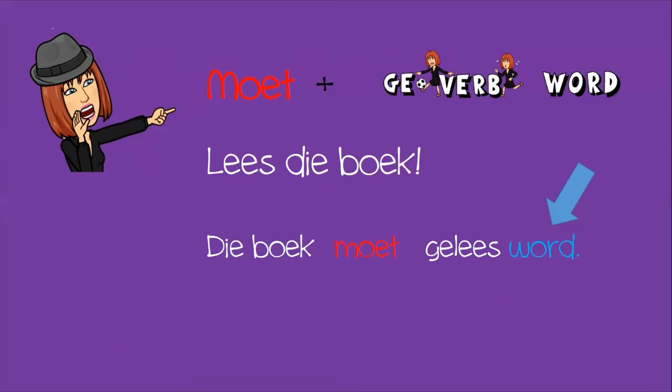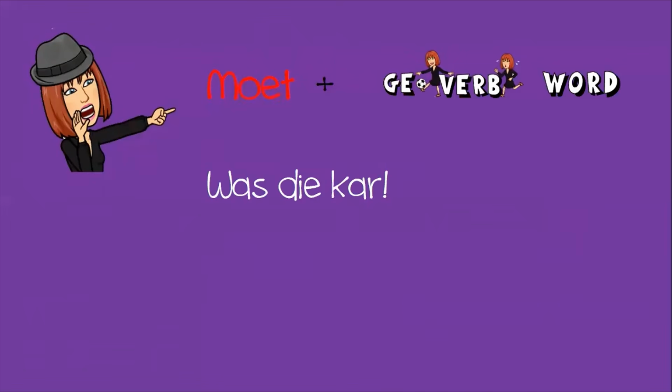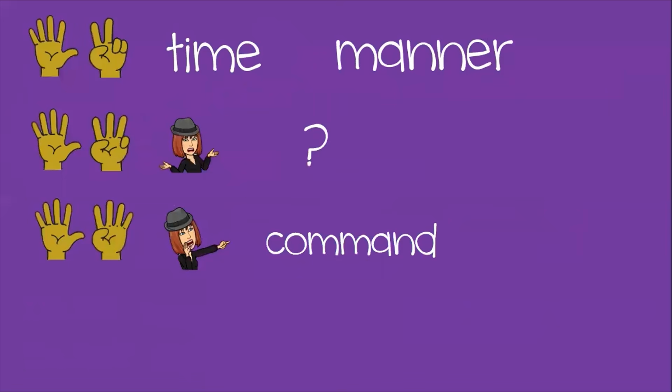We have word at the end because it's future. It still needs to happen. It should still happen in the future. I'm commanding you to do it, but you haven't done it or you're not doing it at the moment. Jy moet dit nog doen. Was die kar? The object is the car. And then I'm commanding you to do it. Die kar moet gewas word.